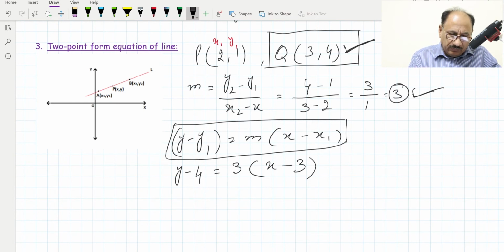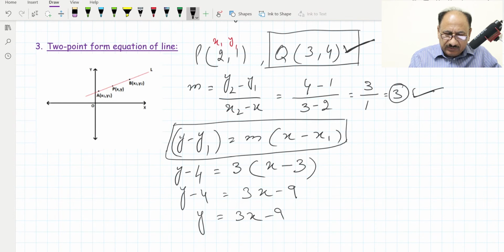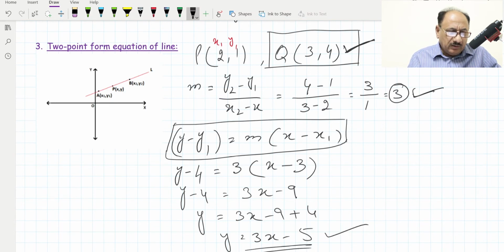So we can now simplify this. y minus 4 is equal to 3x minus 9. So y will be equal to 3x minus 9 plus 4. So y is equal to 3x minus 5. This will be the equation of line in case 2 points are provided.